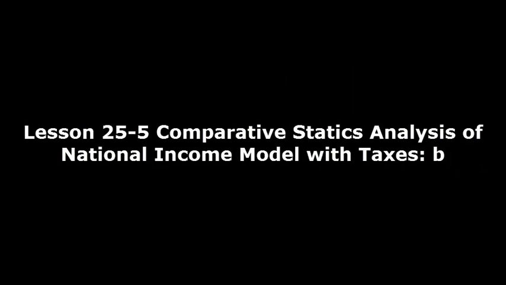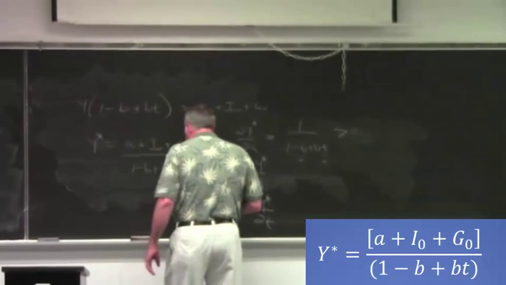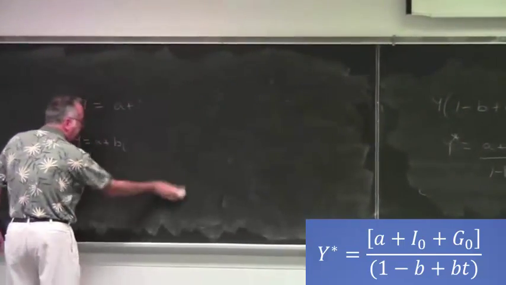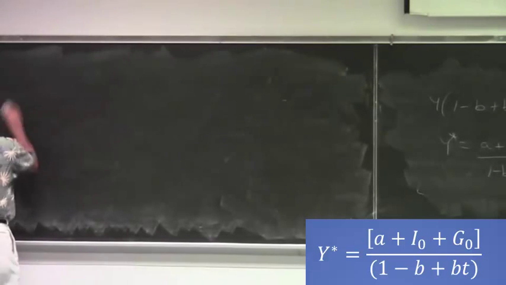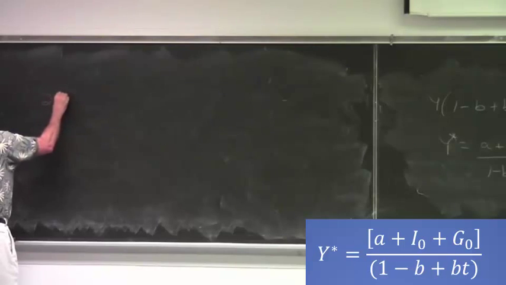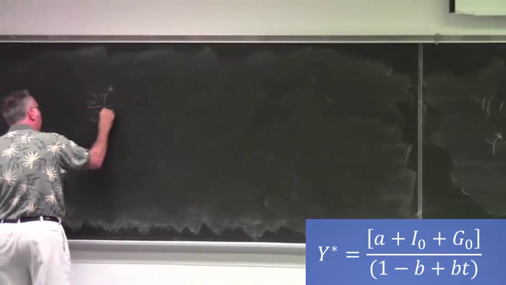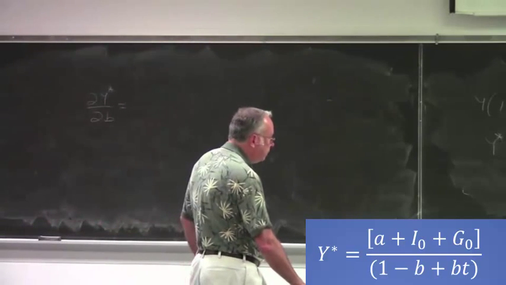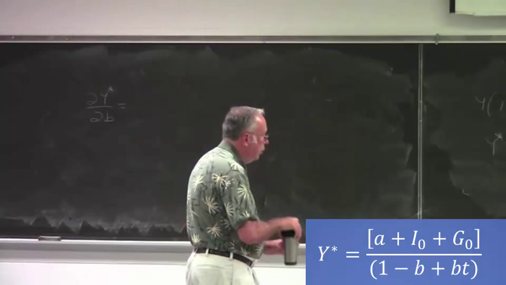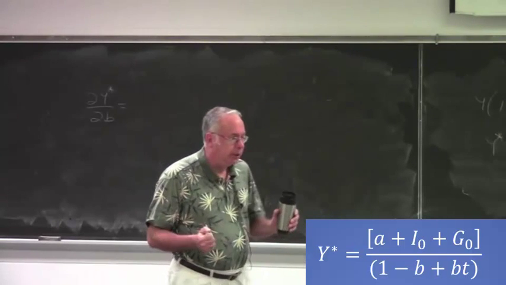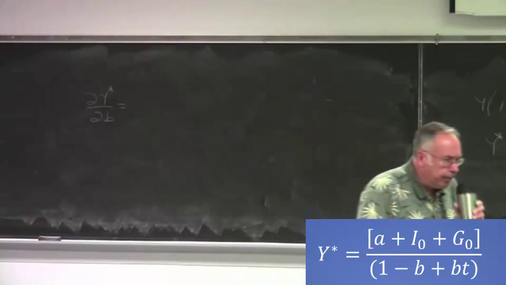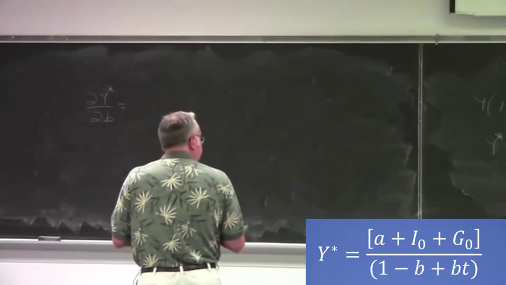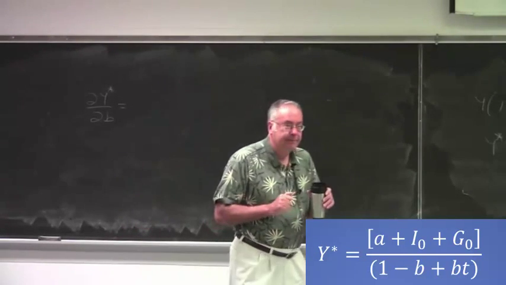This one is a little trickier, and maybe I need a little more space for this one. Partial y star, partial b. That's the one we're doing next. So who wants to tell me what partial y star, partial b is? Any volunteers?